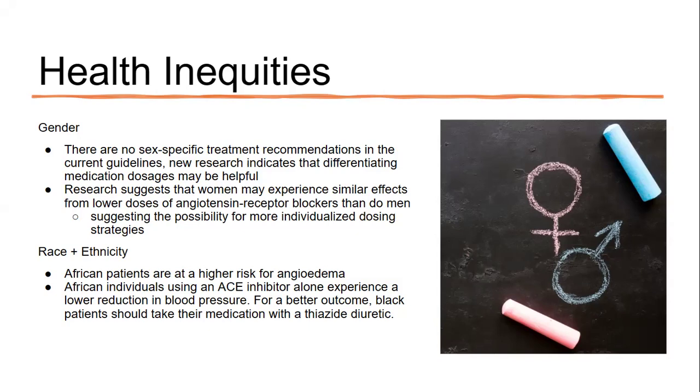Health inequities related to race and ethnicity is that African patients are at a higher risk for angioedema. African individuals using an ACE inhibitor alone experience a lower reduction in blood pressure. For a better outcome, Black patients should take their medication with a thiazide diuretic.